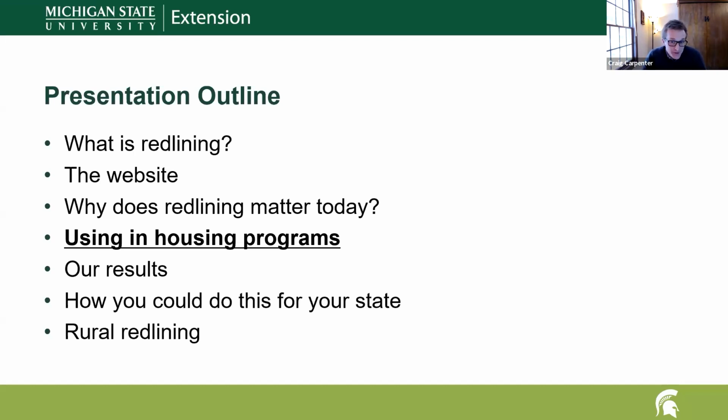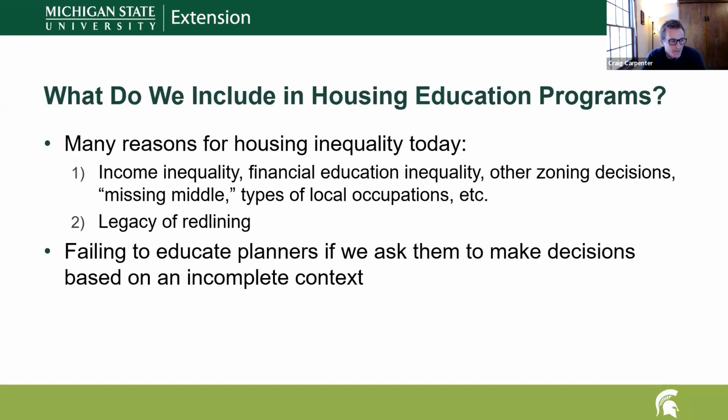But to move on to how we use this in our housing programs at MSU. Basically, the idea is there's lots of reasons for housing inequality today, right? Income inequality, financial education inequality, zoning decisions. We talk a lot about the missing middle in Michigan. There's multifamily housing and single family housing, but not a lot in between, not a lot of duplexes, not a lot of triplexes. And so the legacy of redlining is another reason why we see housing inequality today. And so we think it's kind of odd to exclude this one reason and talk about only these other reasons when we're educating our local housing planners and zoners.